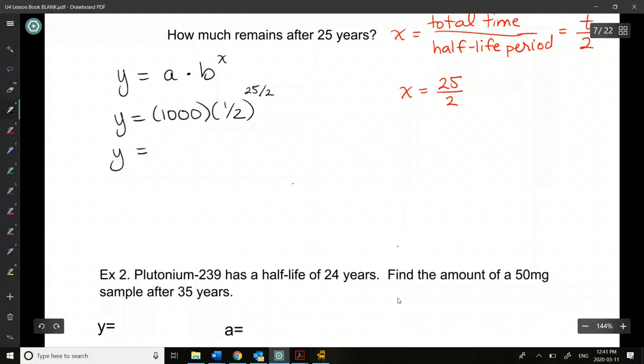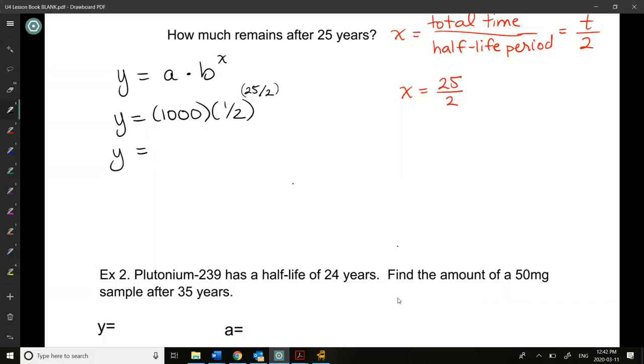We are going to make sure that we follow BEDMAS here. When you enter this into your calculator, make sure that when you hit your exponent button, you put 25 over 2 in brackets. Okay, so let's try this out. Do half to the exponent 25 over 2, get that answer and multiply it by 1,000. Again, I know 25 over 2 is 12.5, but let's see if we can enter this in as a fraction in our calculator, just for practice. And if necessary, we'll round to 3 decimal places here.